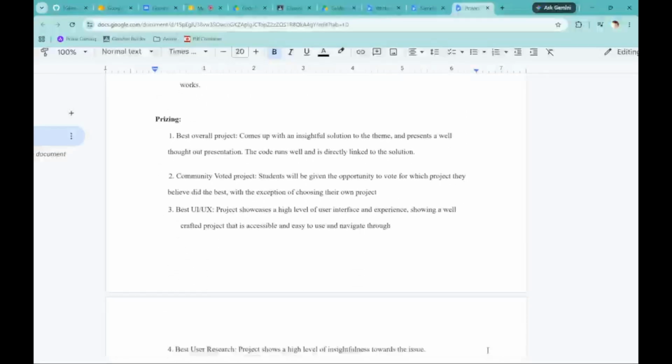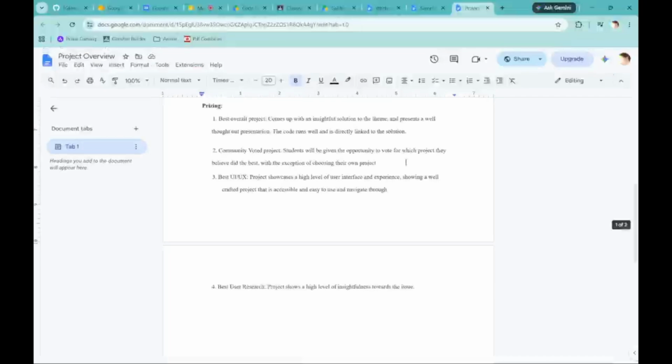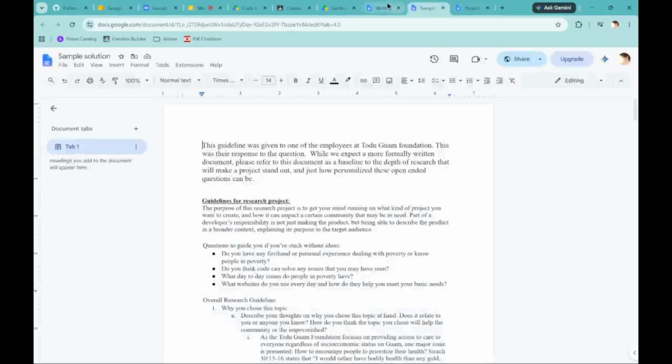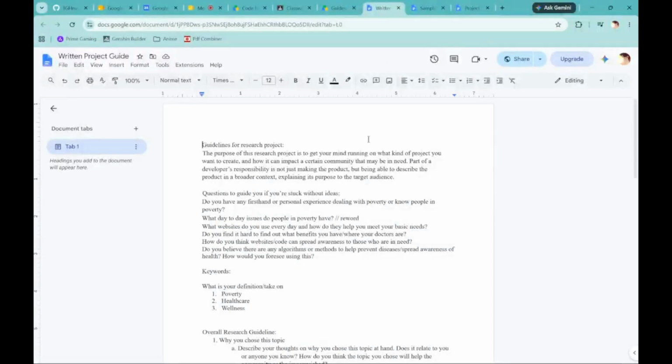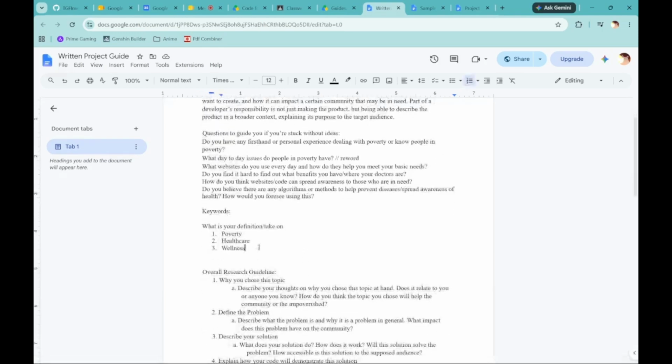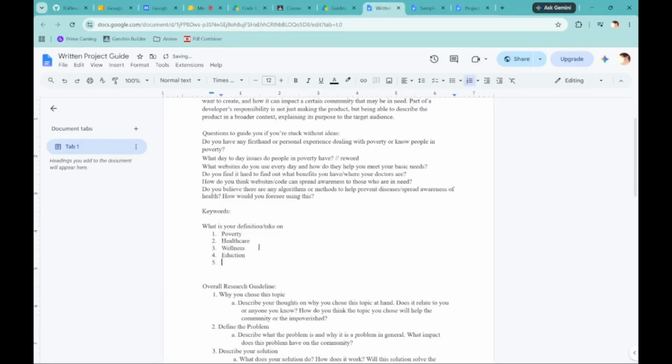As you can see here, this is the rest of the project overview. Then this is the written project guide. The first thing in here is some questions for you to think about. I know I asked most of these in the Google Forms itself. They're here to help you think when you get stuck. And then there are some keywords here as well. I know the last one that I asked you was education and accessibility.